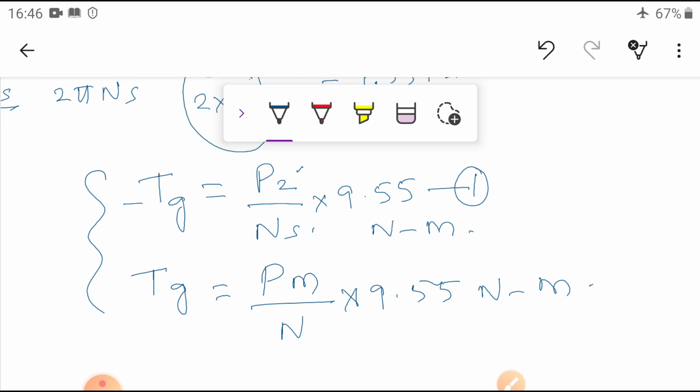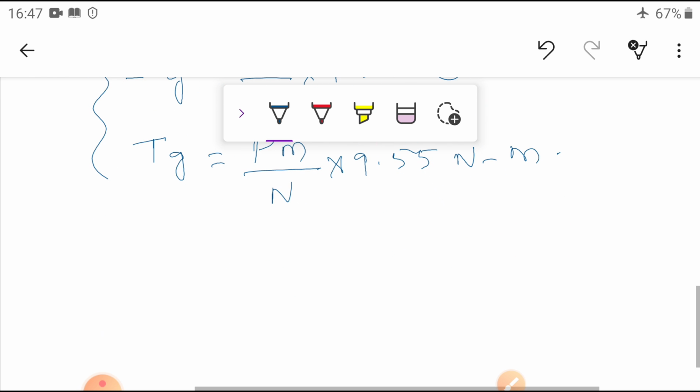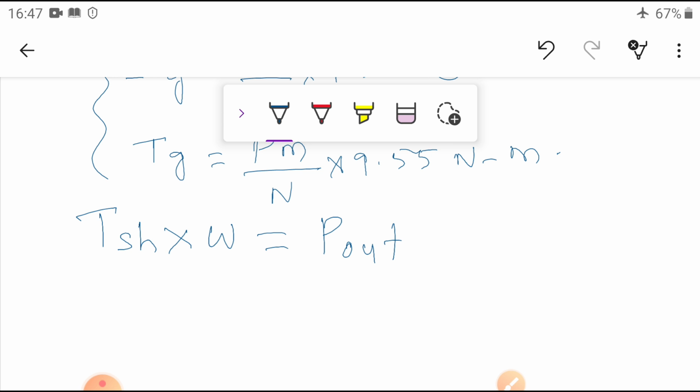Okay, suppose I want the shaft torque. The gross torque is like a showroom price; now I want the net on-road price, that is the T shaft. How much torque is developed at the shaft after all losses? So we know that T shaft into omega is equal to the output power, P out. You know the output power, in terms of the shaft.